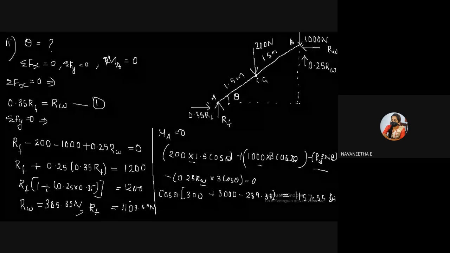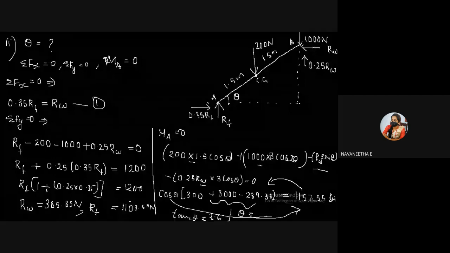Okay. So from this equation, cos theta and sine theta, you can write sine theta by cos theta equal to this value divided by 1157.5. If you are keeping cos theta on the right hand side and this value in the left hand side, sine theta divided by cos theta will be tan theta equal to this value divided by 1157.5. Okay, you will get a value for that. I think you will get 2.6 for that. And from this, you can find theta equal to tan inverse of 2.6.